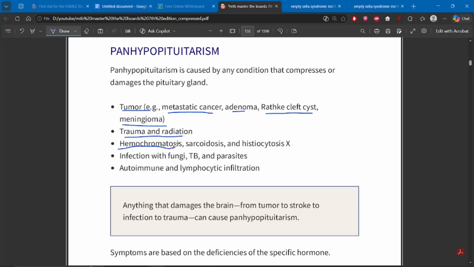Hemochromatosis is another important cause. Sarcoidosis is another important cause, and histiocytosis X is another important cause. Although it is very rare that they ask this, these two have been asked: hemochromatosis and sarcoidosis. They basically infiltrate the pituitary gland and then they cause problems.